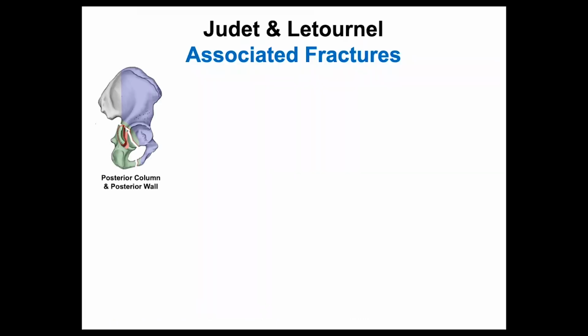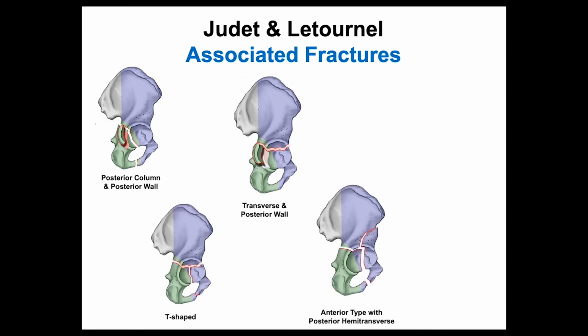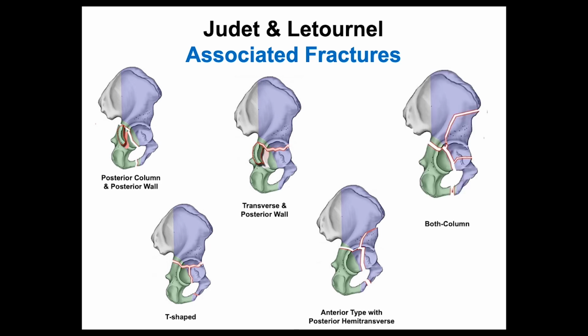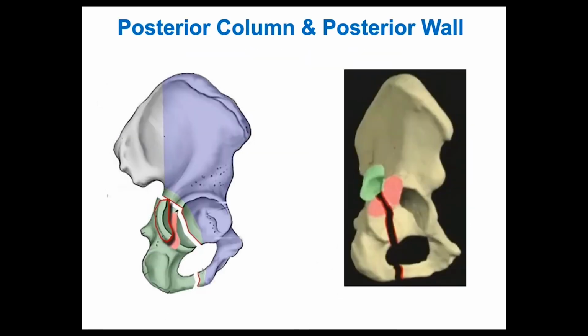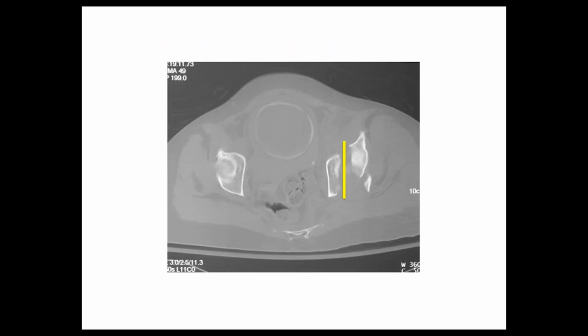Now, coming to the associated types, including the posterior column and posterior wall, transverse with posterior wall, T-shaped, anterior with posterior hemitransverse, as well as both column fractures. And this is the transverse with posterior wall, which is considered a fairly common fracture. And this is how it looks on the axial CT scan cut, where there is an anteroposterior orientation of the transverse fracture with associated posterior wall fragment.